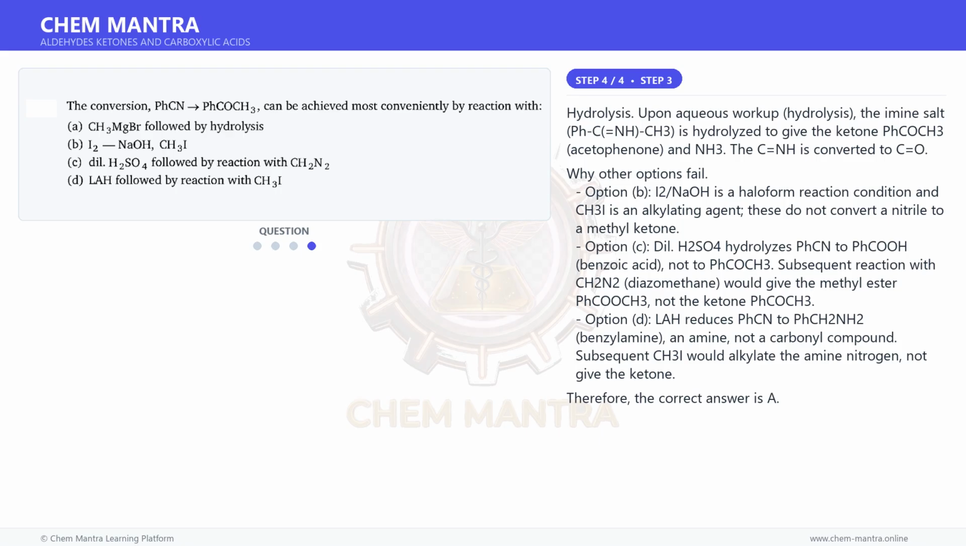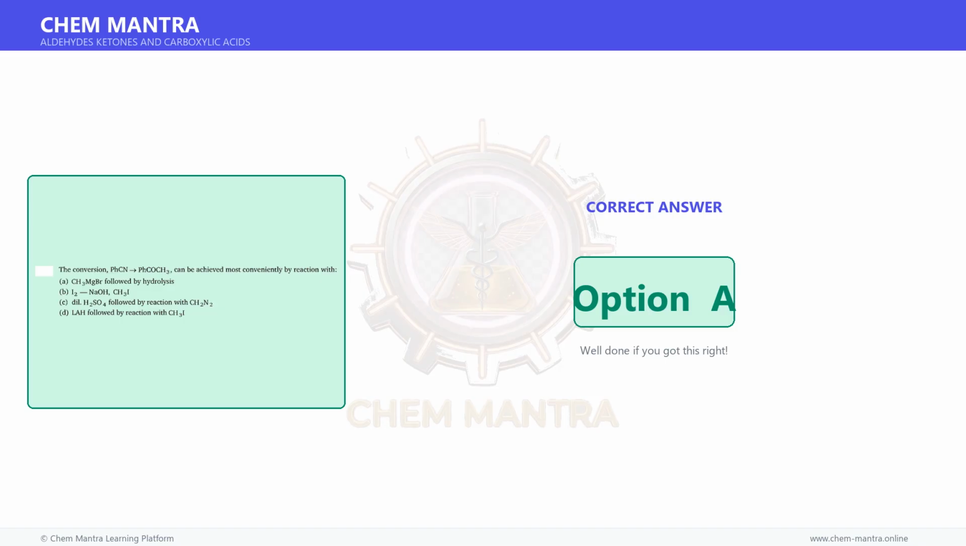Option D. LiAlH4 reduces PhCN to PhCH2NH2, benzylamine, an amine, not a carbonyl compound. Subsequent CH3I would alkylate the amine nitrogen, not give the ketone. Therefore, the correct answer is option A.